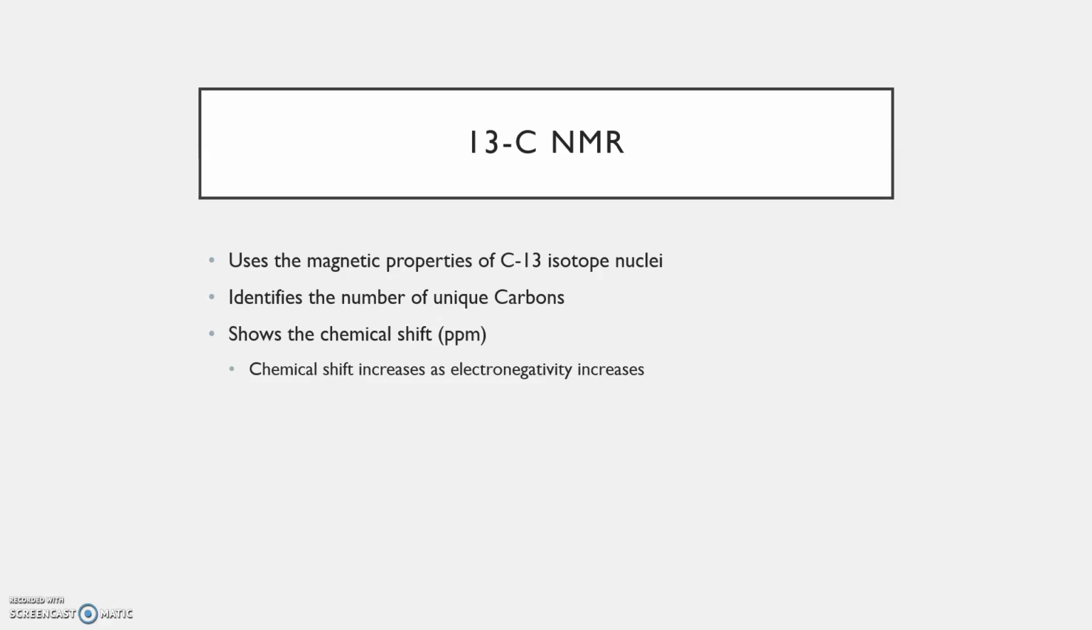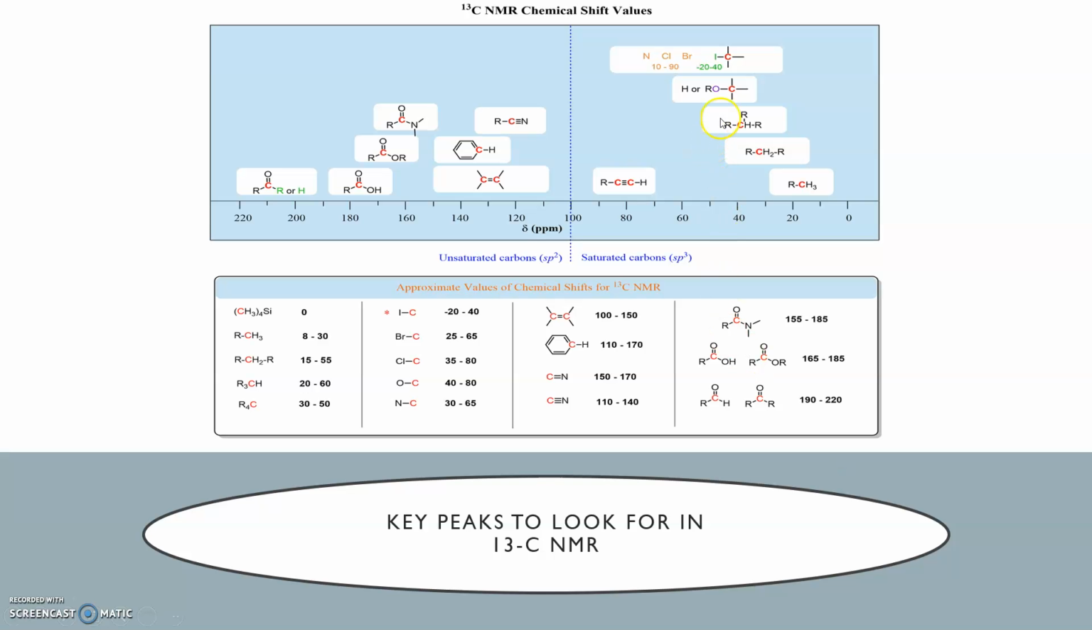It also will show a chemical shift, which is the location of each peak depending on the chemical environment of the carbon atom. We will also see the chemical shift increasing as electronegativity increases. That means a carbon that's just surrounded by hydrogens versus a carbon that is connected to or surrounded by an electronegative atom such as oxygen, iodine, bromine, chlorine, or nitrogen will push the compound more downfield.